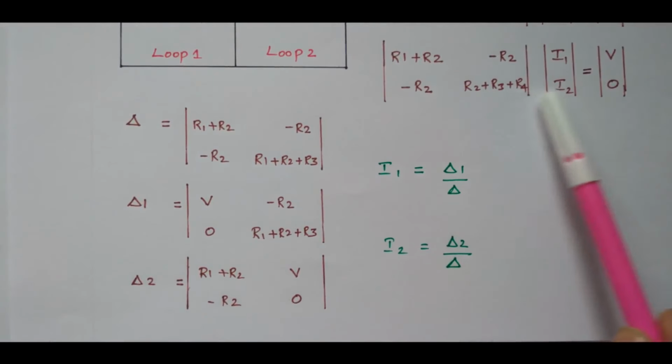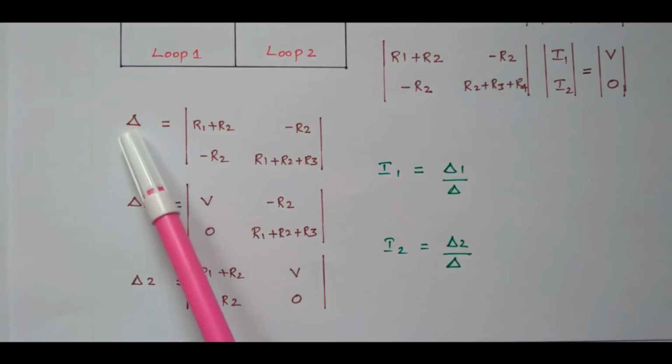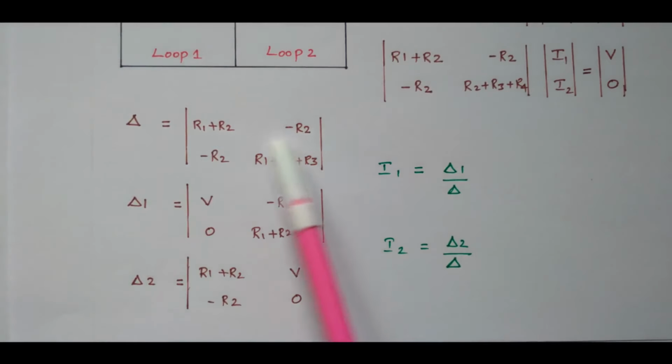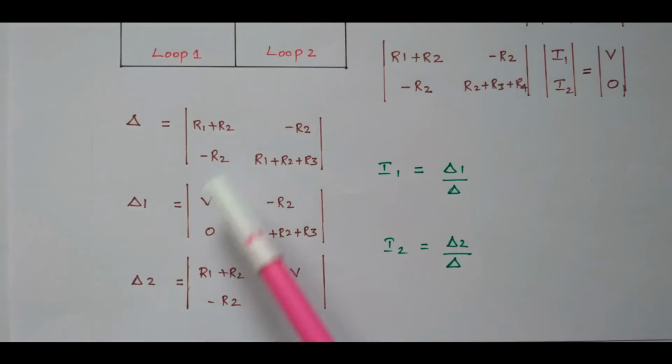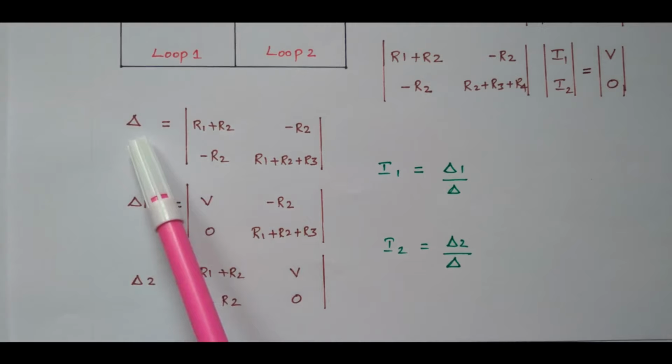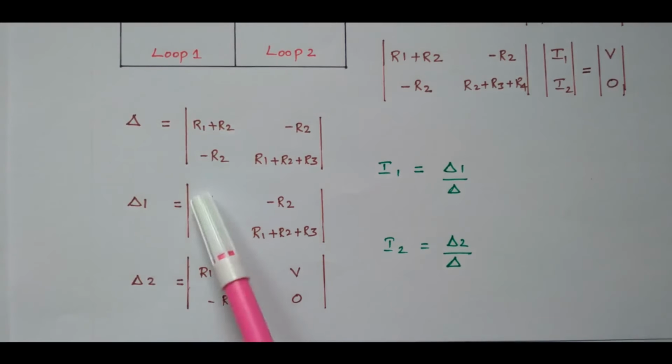So this is the matrix we framed. This resistance matrix is taken as del, given by the symbol del. In this resistance matrix, if the first column is replaced by the voltage matrix, then it is called del 1. Suppose the second column is replaced by the voltage matrix, that's called del 2. If it is a 3 cross 3 matrix, the third column will be replaced.